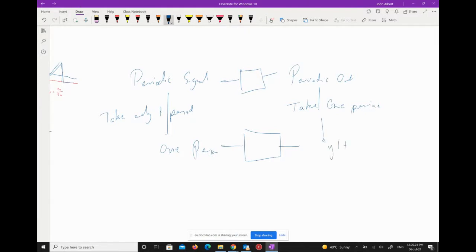Let's say this is y of t. I cannot do this. You cannot just take one period from the output of the system when you put into it a periodic signal and think that if I take only one period of the input, this will correspond to one period. Unfortunately not.